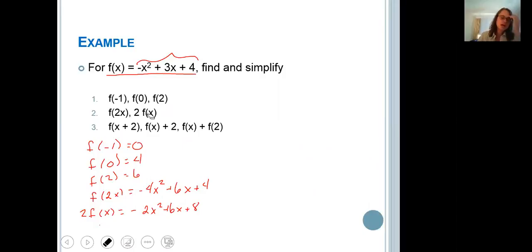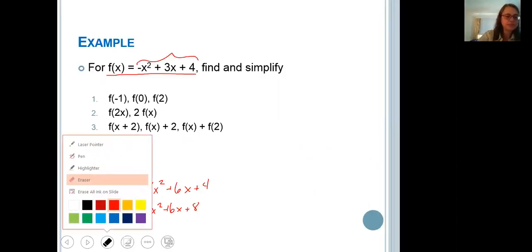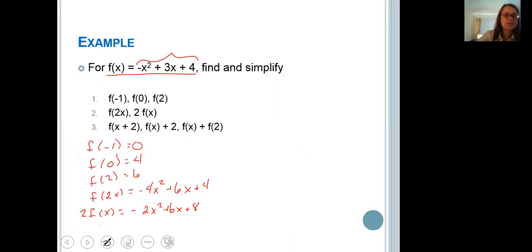All right, so let's talk about f of x plus 2, where the 2 is inside the parentheses. Sometimes it's confusing to students. But remember, whatever I put in my parentheses on the left, that just goes everywhere I've got an x on the right.